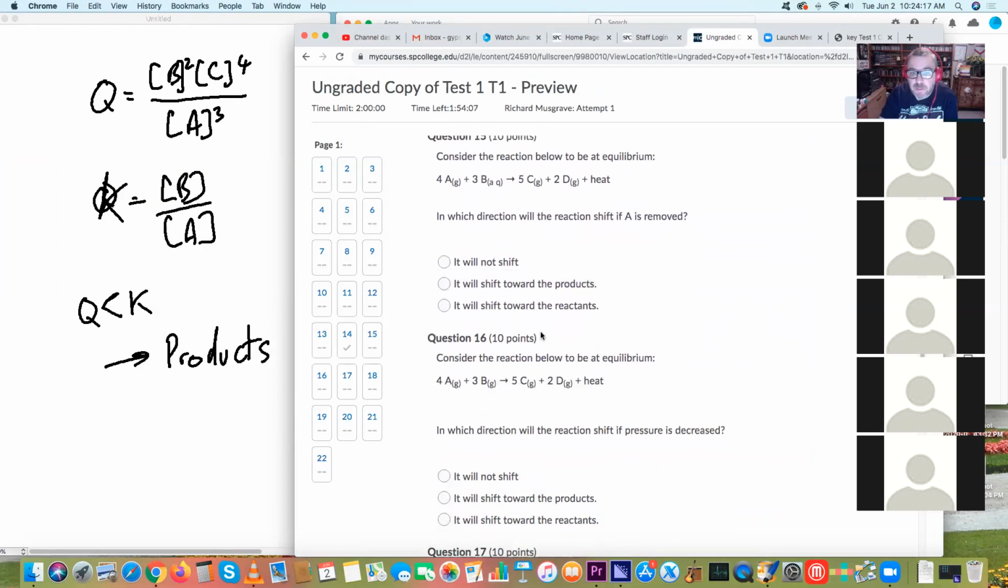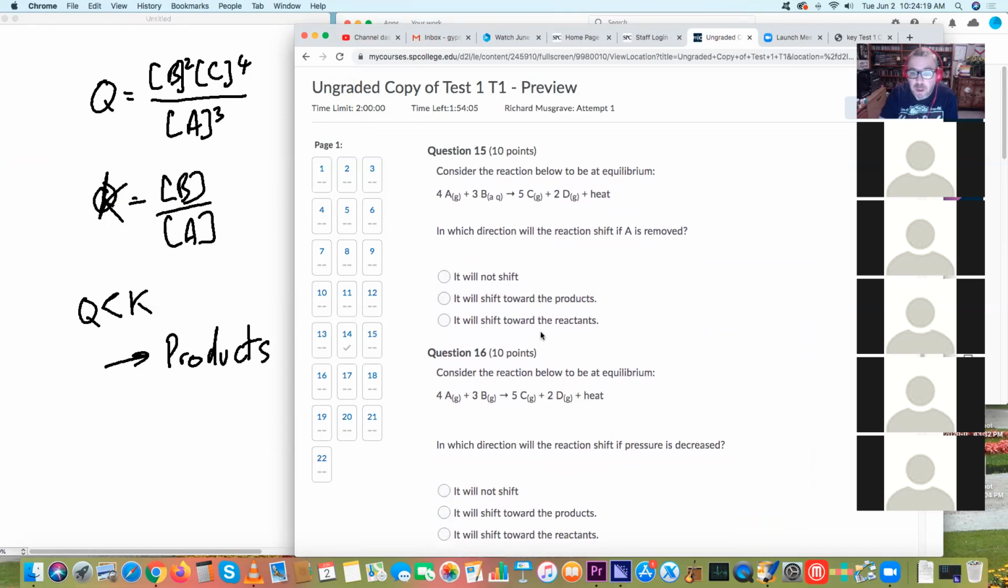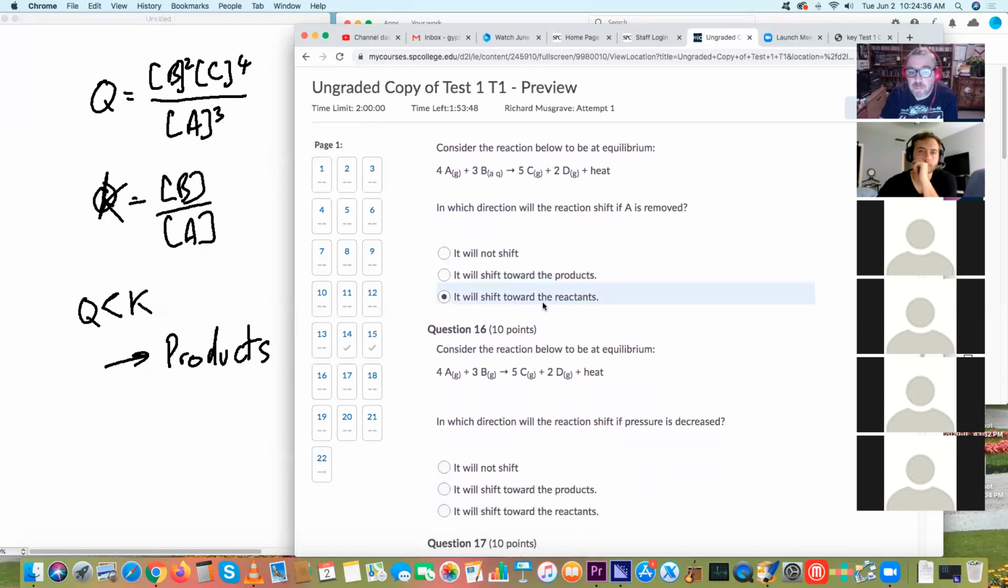And number 15. In what direction will the reaction shift if A is removed? So A is going down, which means it wants to create more A to replace the A that we've removed. So it will shift towards the reactants again. Any questions? Okay.